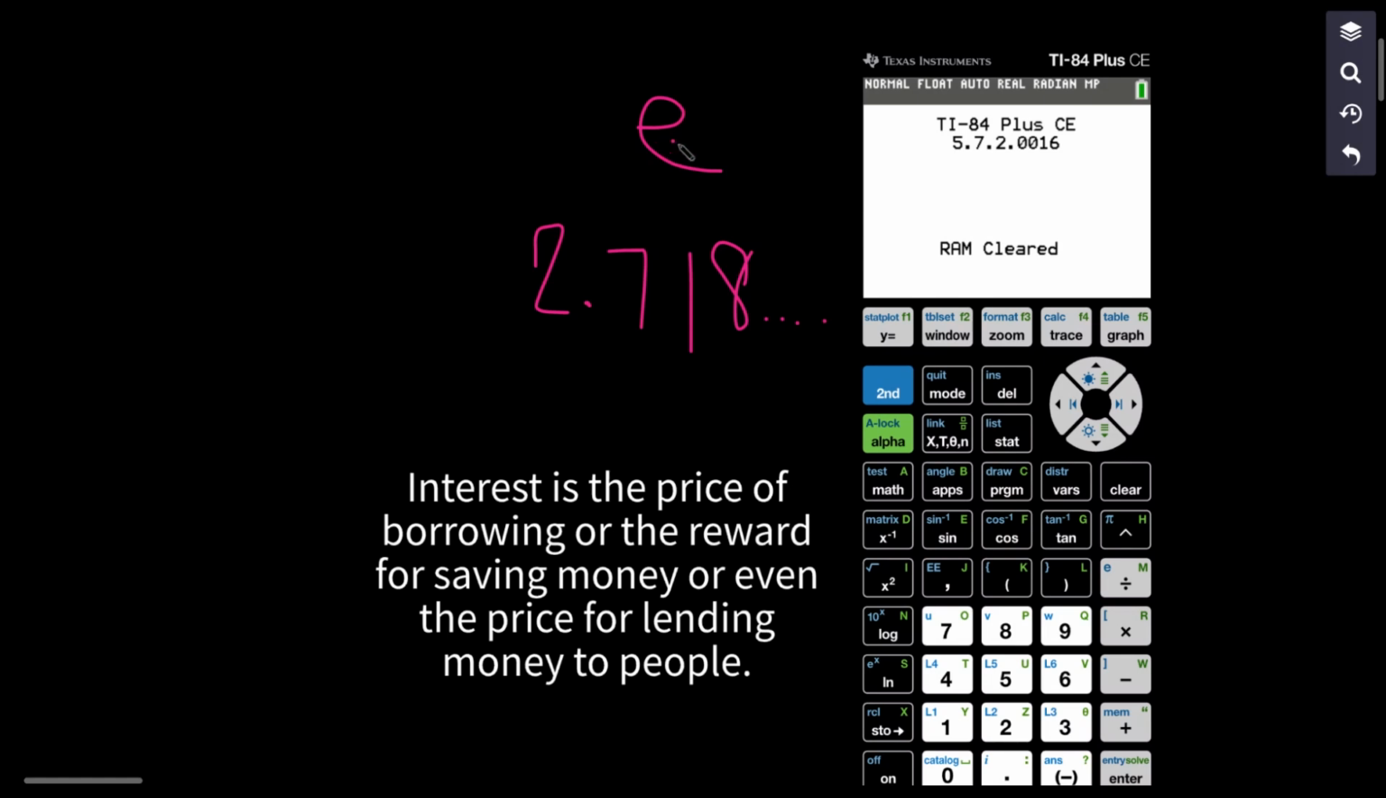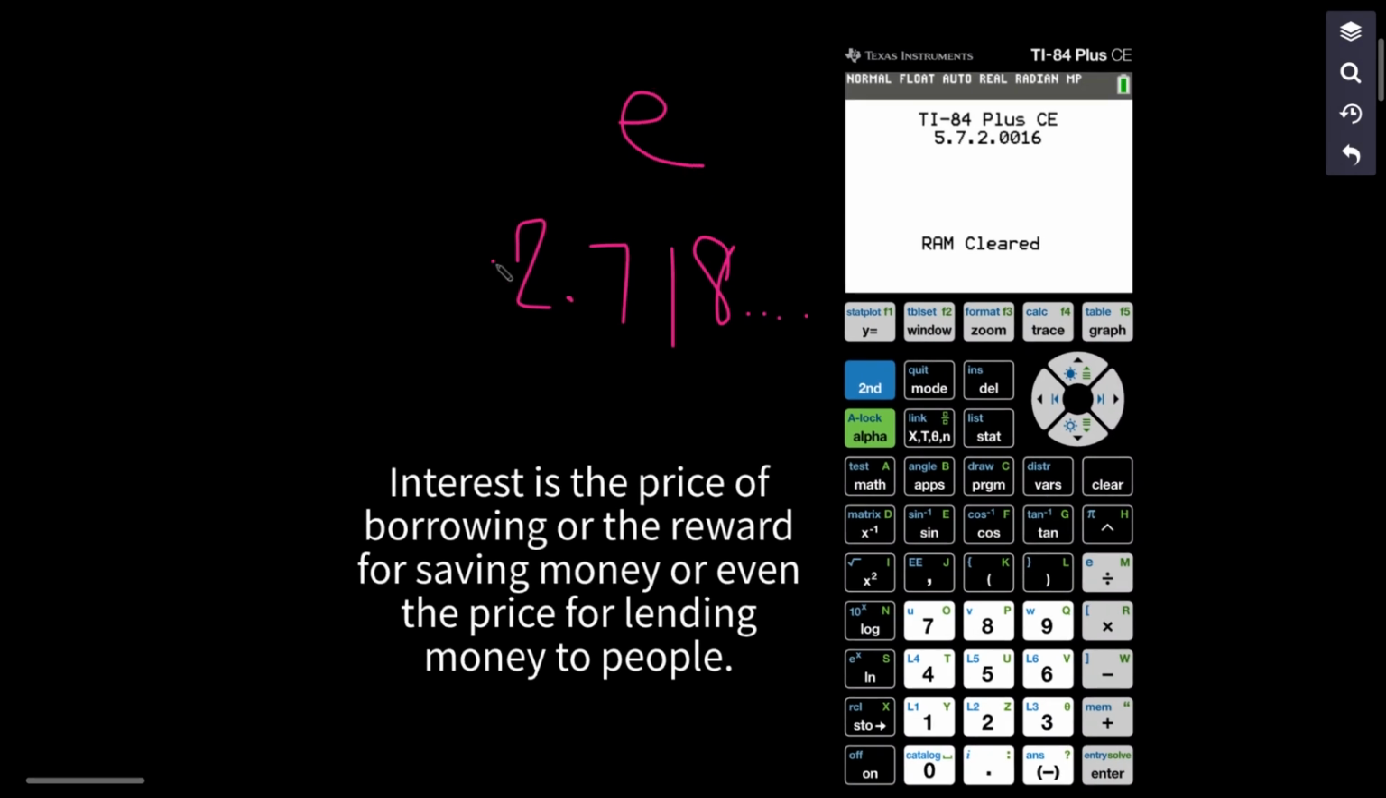We're going to talk about e now. e is an irrational number that's kind of like pi. If you plug it into your calculator, there's actually a button for it. It's 2.718 and it goes on forever.